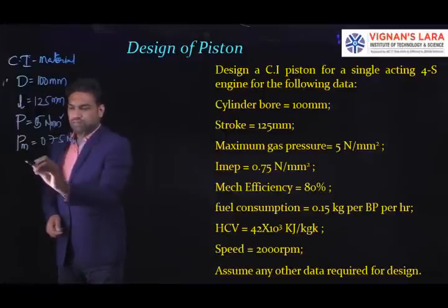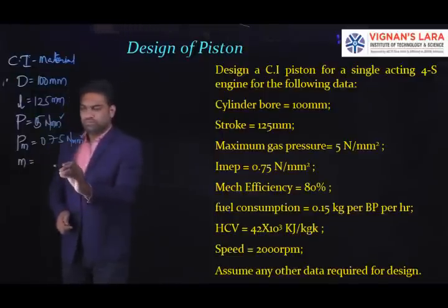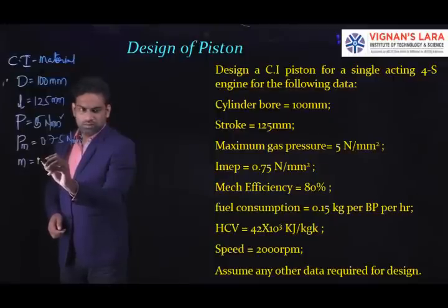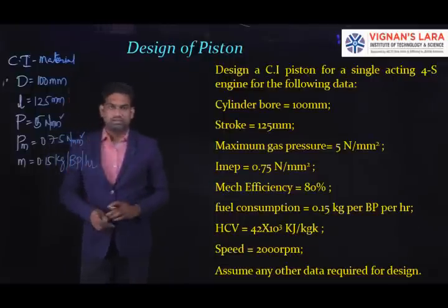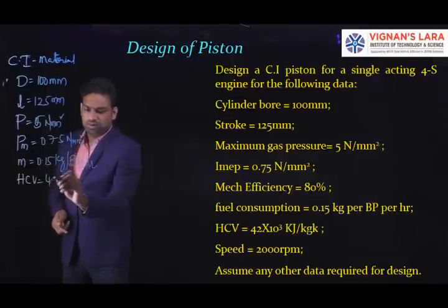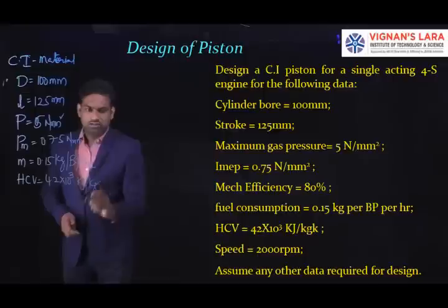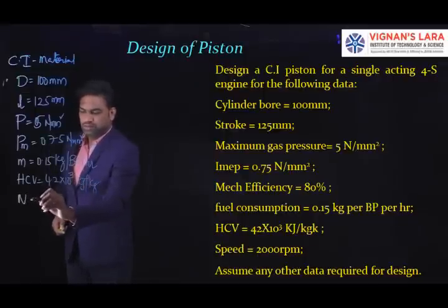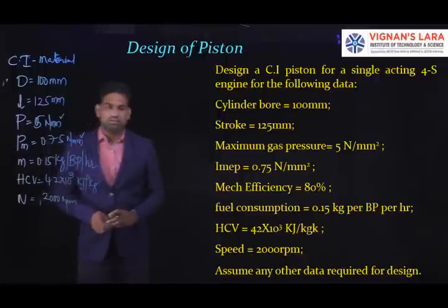And the mass of fuel consumption, denoted by M, is given as 0.15 kg per BP per hour. It is not per second, it is per hour. And the higher calorific value, HCV, is 42 into 10 cube kilojoules per kg. And finally the speed, denoted by capital N, is 2000. So this is the data given now.